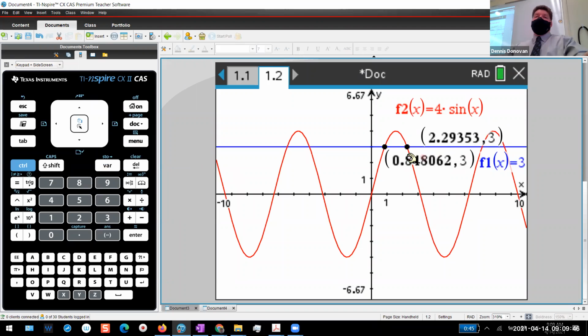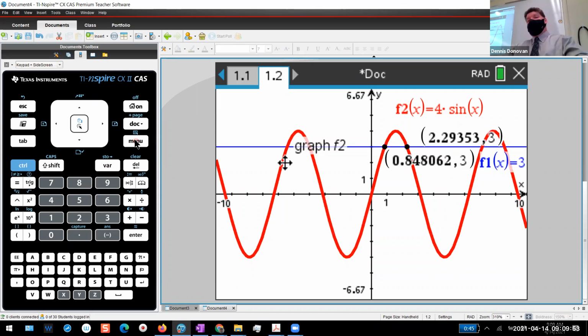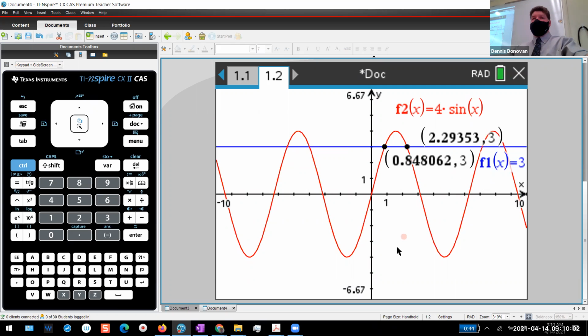If you're on the handheld, you can also hover and then tap control menu, and there's a store on there as well. Control menu is a right click on the handheld itself. Okay.